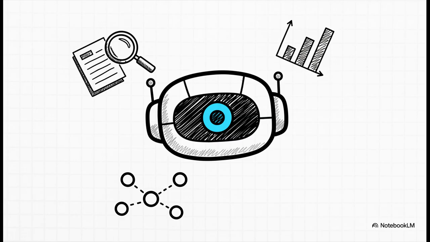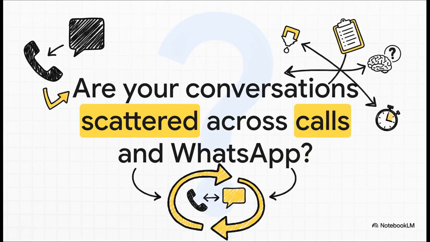So, let's dive in. Okay, let's get right to the heart of the matter, a problem I'm sure many of you know all too well. Are your customer conversations, well, all over the place? You've got calls coming in on one system, WhatsApp messages pinging on another. It's chaos, right? Leads fall through the cracks, you lose the story behind the customer, and your team's just burning time switching tabs. It's a real headache.